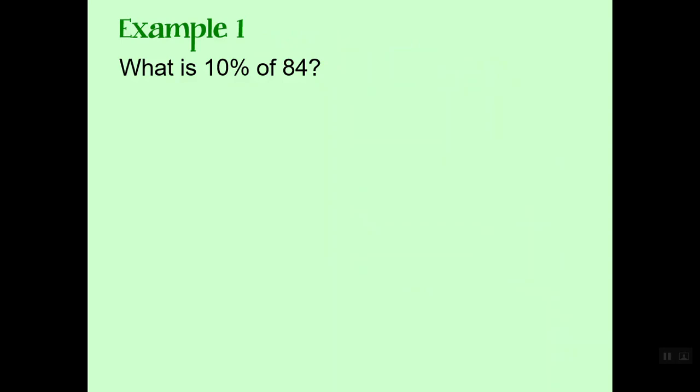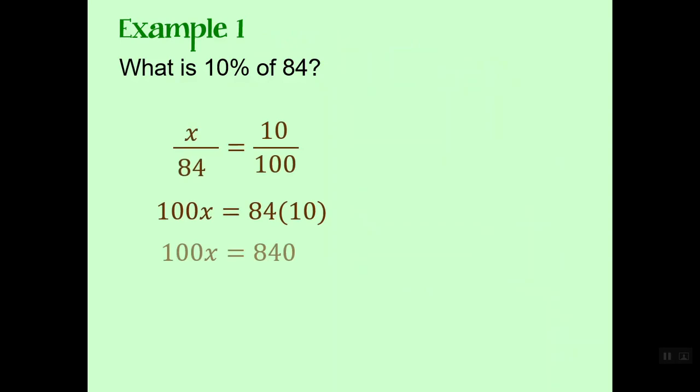We could do this in one of the two ways that we know. First, by setting up a percent proportion, cross-multiplying, finding the answer, finding out 10% of 84 is 8.4. The other method we've used is multiplying 84 times 0.10, the decimal form, and in the same way we get 8.4.